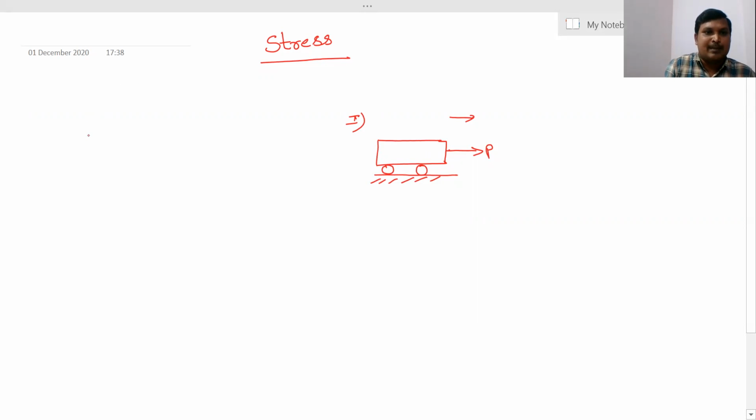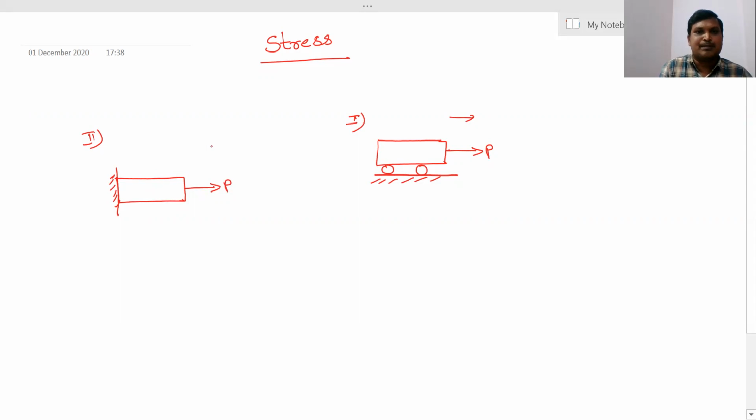For example, I'm taking a second case. Here, I'm constraining this member. So, in this case, I'm again applying the load as the P force. In the second case, the body does not move along the direction of the applied load. So since there may be a stress developed, there is an internal resistance force developed in this member.